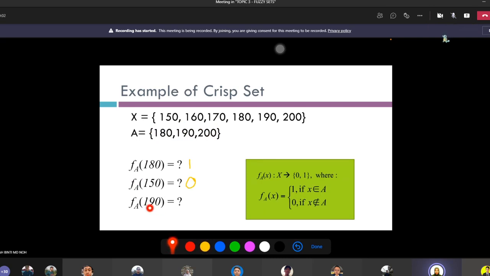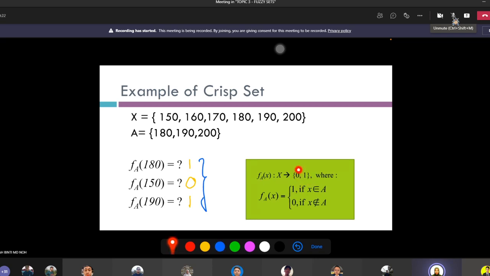What about 190? Does it belong to A? Yes. So degree of membership dia jadi 1. So bila kita kata crisp, value yang you tengok dekat sini ni, dia sentiasa either 1 or 0. Dia tak akan berada di antara. Okay. So bila kita represent, you can see it is represented like this.